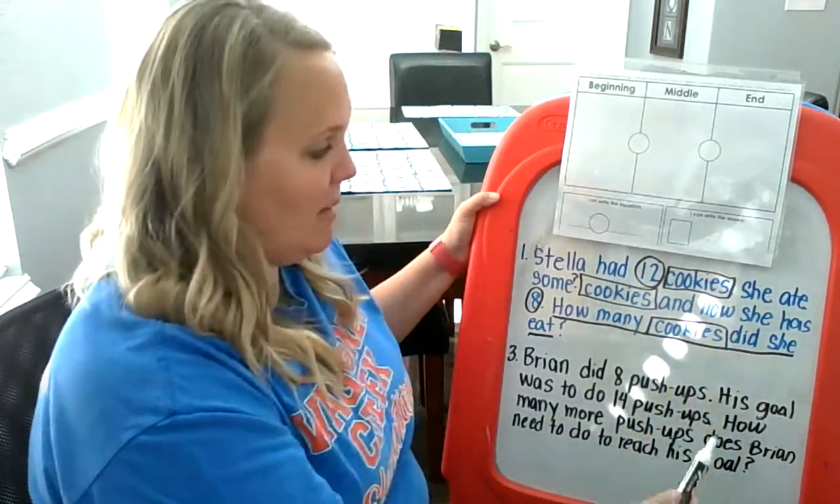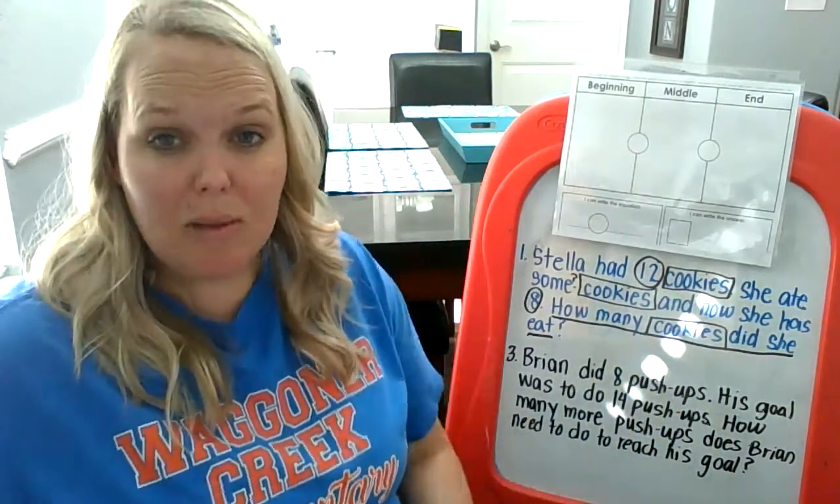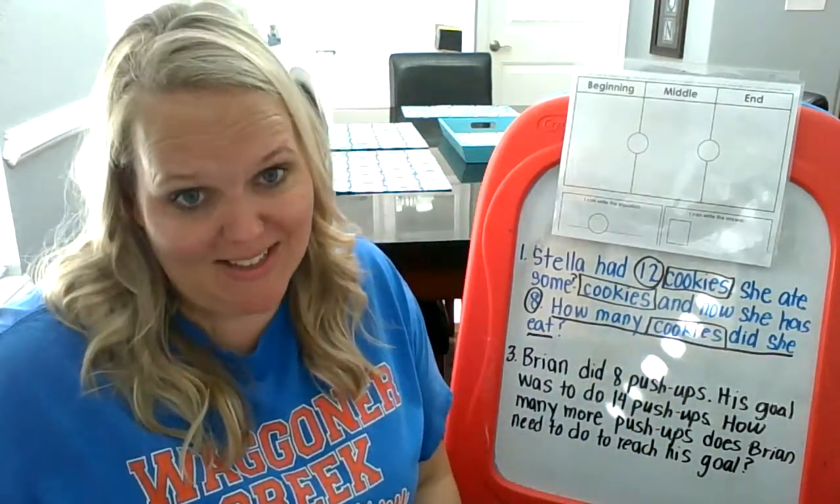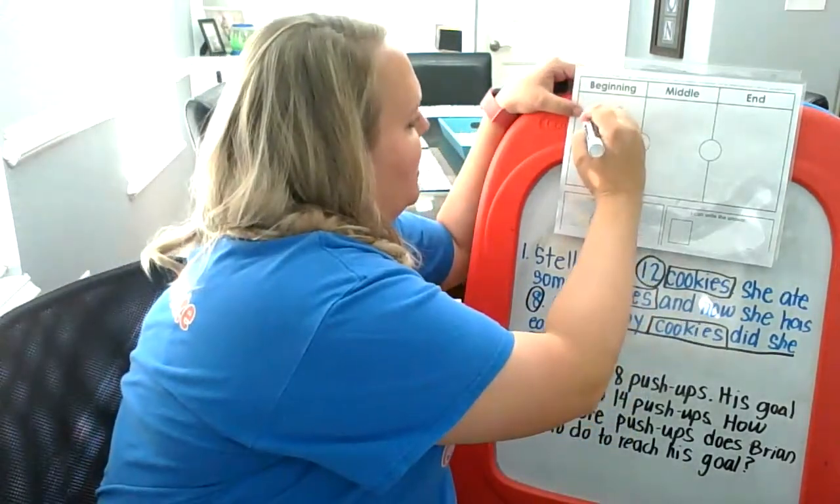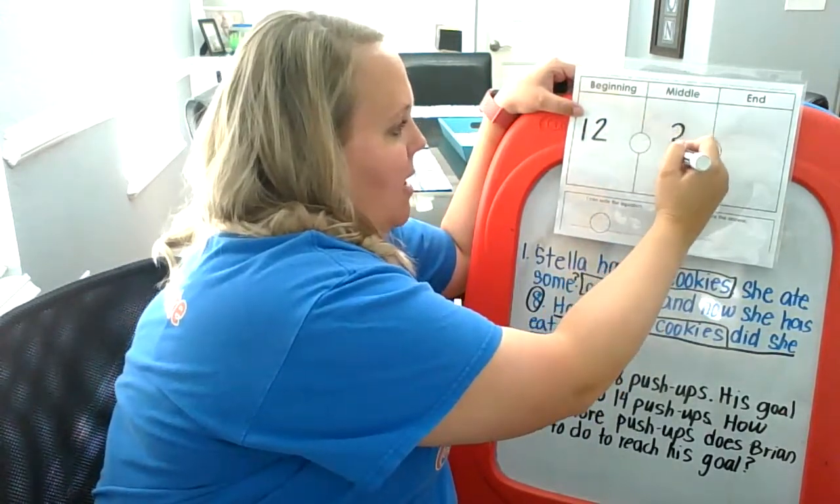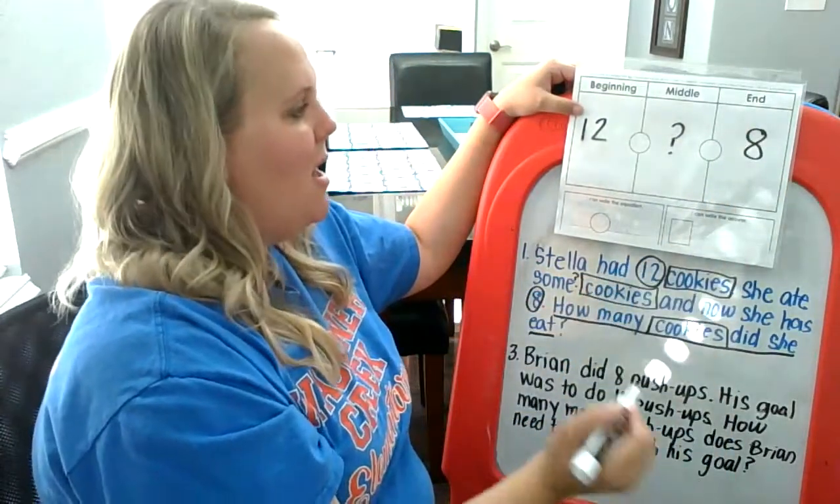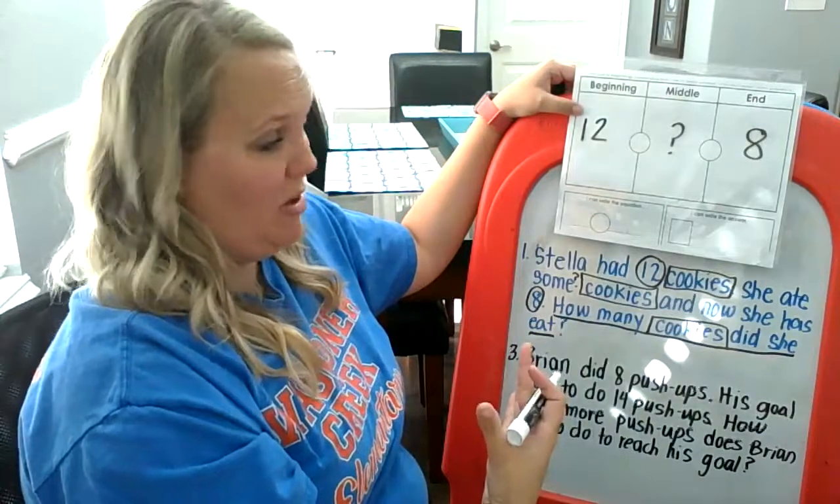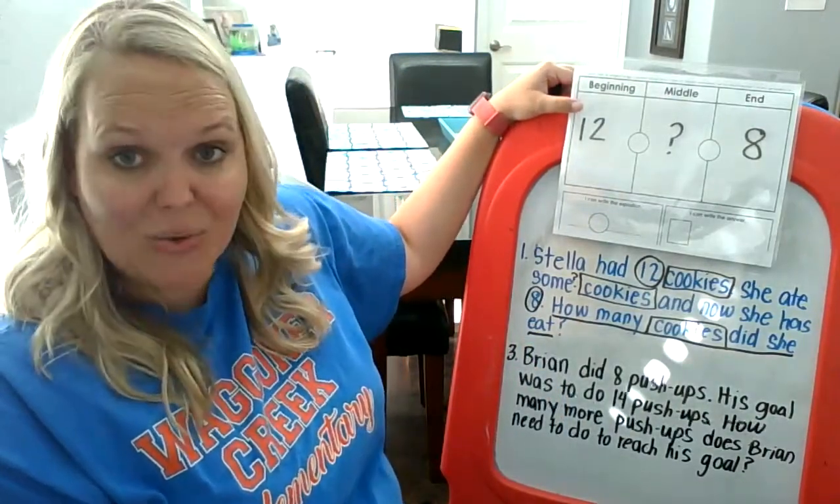Look, friends, all of my labels are the same. I have cookies and cookies, and I'm looking for cookies. Remember, when the labels are the same, you're either going to add or subtract, okay? So let's figure out what we need to do for this problem by using our beginning, middle, and end map. In the beginning, Stella had 12 cookies. She ate some, but we don't know how many. And now she has 8 cookies left. Now let's think about it. If she's eating some cookies, that means that we're taking cookies away. So that tells me that I need to subtract.